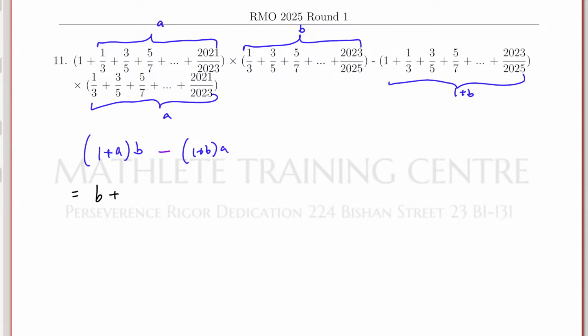This is B plus AB minus away A minus away AB. So the plus AB and the minus AB can cancel out. You can just get B minus A, which is equal to 2023 over 2025. That is the answer.